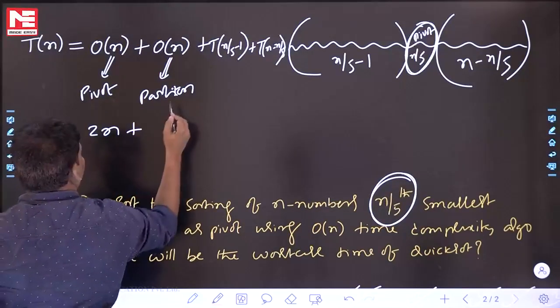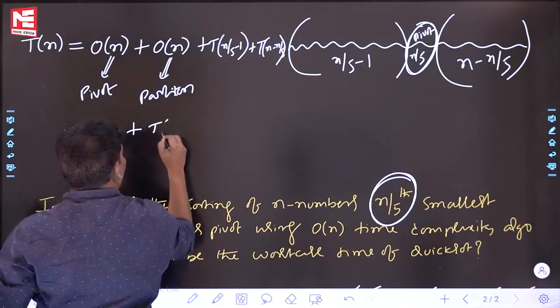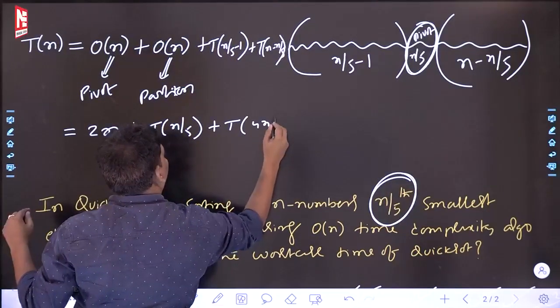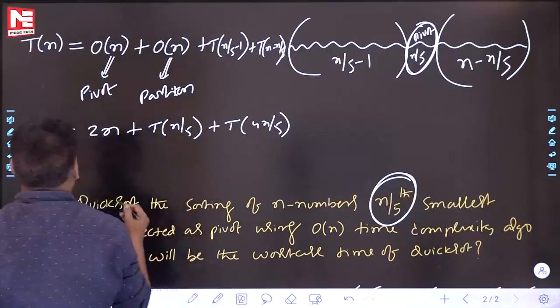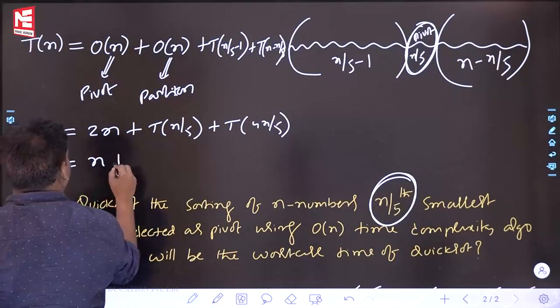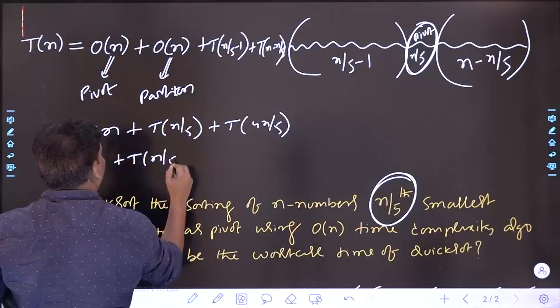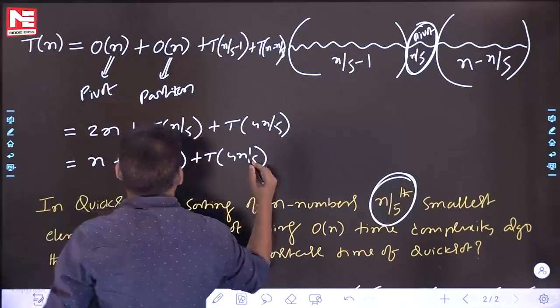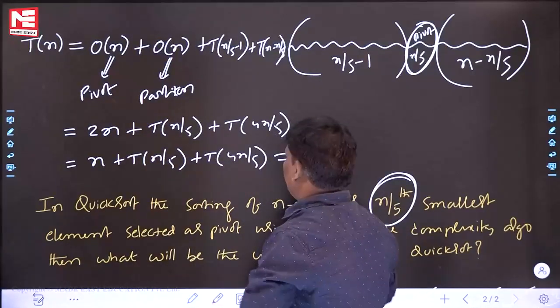If you want, you can write it. Next one, T of n by 5 minus 1. Forget about the minus 1, plus 1, the two constants, you need not think about them that much. So it is n plus T of n by 5 plus T of 4n by 5. This one you solve using the recursive tree method.